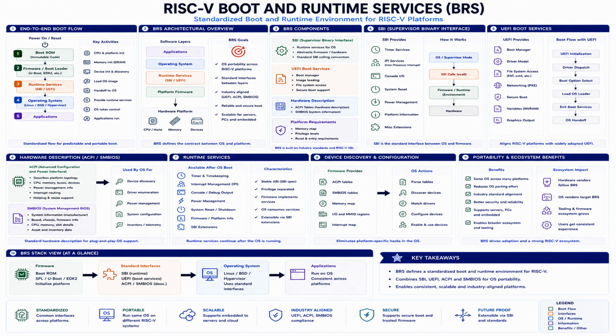ACPI is the architecture for power and configuration. The Advanced Configuration and Power Interface, or ACPI, is a blueprint that tells the operating system how the machine is organized and how it should be managed. It has information about several hardware components like CPU topology. It tells the OS how many cores, how many threads, and how many logical processors exist and how they are grouped.